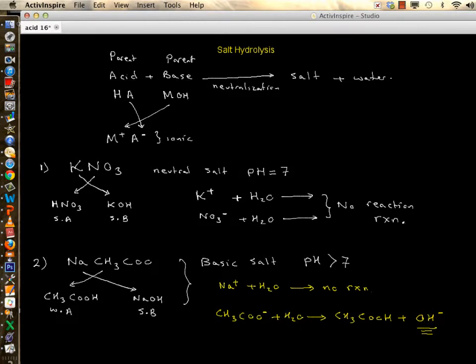Now let's look at the third case. You might come across a salt such as ammonium chloride, NH4Cl, and you have to decide if it's neutral, acidic, or basic. Now the parent acid is HCl, which is a strong acid. The parent base is ammonia, which is a weak base. Then again, you take the stronger character of your parent, and this becomes an acidic salt, meaning the pH should be less than 7.